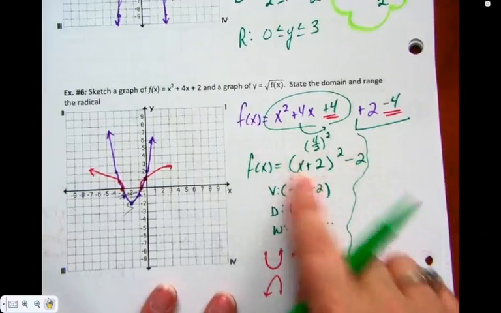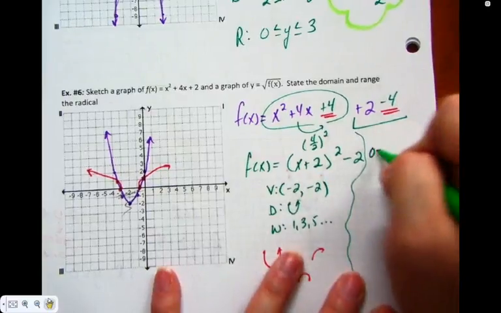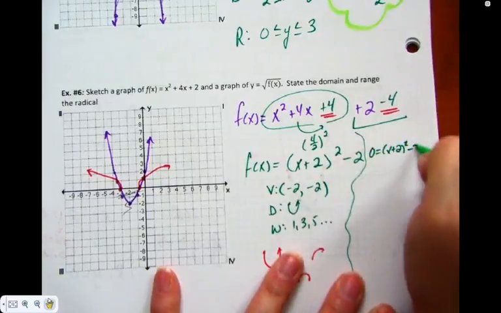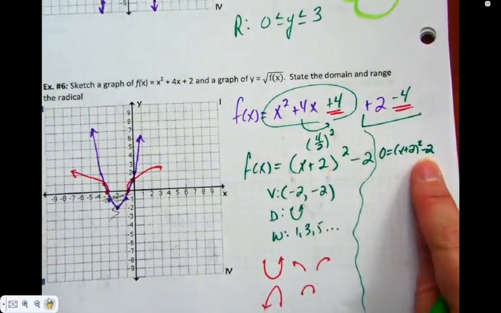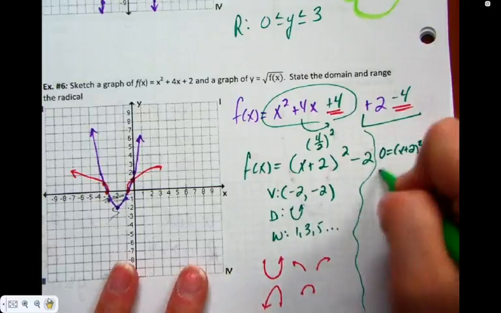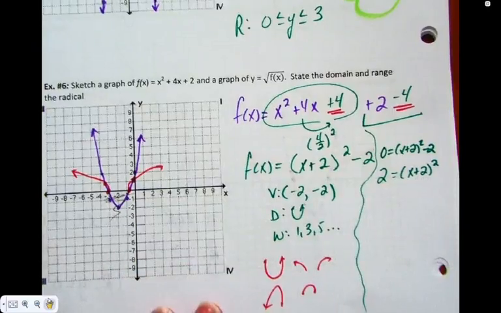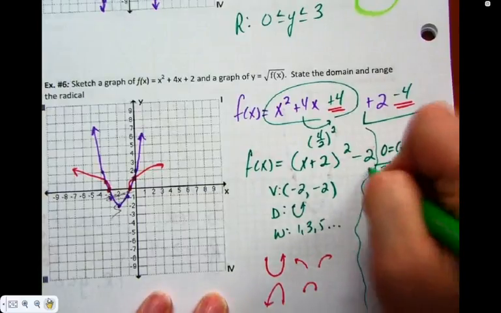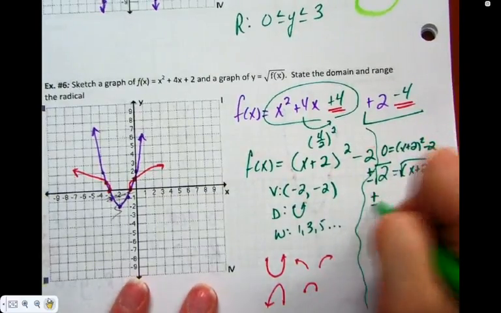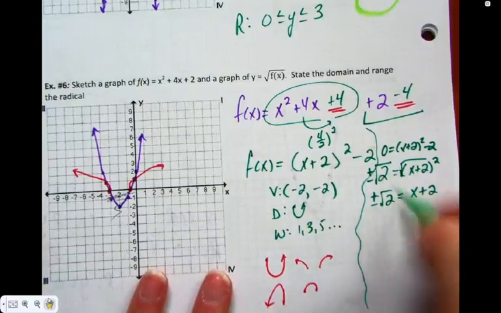Well, take a look. We've already completed the square. So it's going to be easiest just to take this and do square root. So I'm going to put 0 equals x plus 2 squared minus 2. How do I get rid of the minus 2? Add 2. How do I get rid of a squared? But what has to go in front of it? So that gives me plus or minus root 2 equals x plus 2. Minus 2, and where does it go with all this stuff?